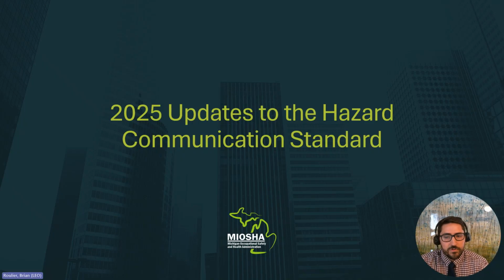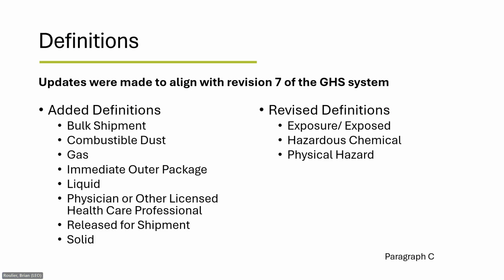The following slides will address the sections of the Hazard Communication Standard, which will be updated this year. 8 definitions were added and 3 definitions were revised to provide additional clarity and align with the 7th revision of the GHS system. Some of the new definitions include bulk shipment, which means any hazardous chemical transported where the mode of transportation comprises the immediate container, for example, tanker trucks or rail cars.